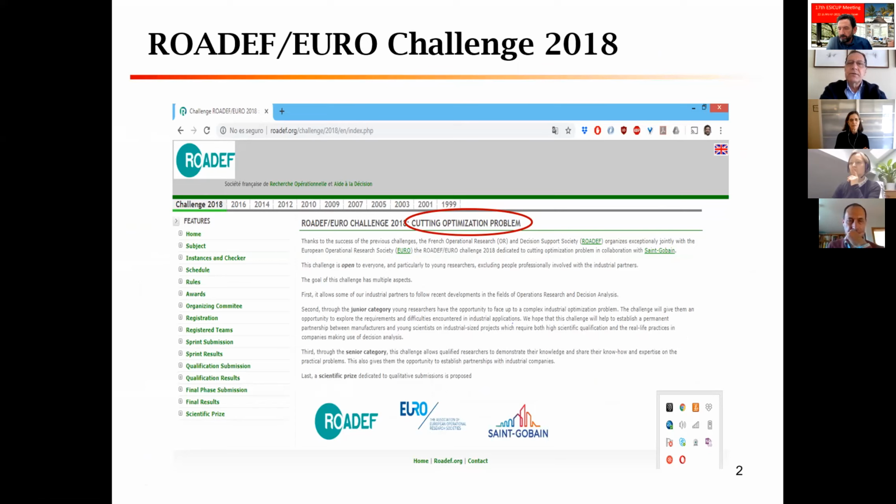As you probably know, the ROADEF, which is the French OR Society, launches an applied problem every 2 years. And in 2018, the problem came from Saint-Gobain, a large producer of glass in France and nowadays all over the world. So as we were working on cutting problems for several years, we thought this was a good opportunity to apply our knowledge of the problem to a more realistic problem from Saint-Gobain.